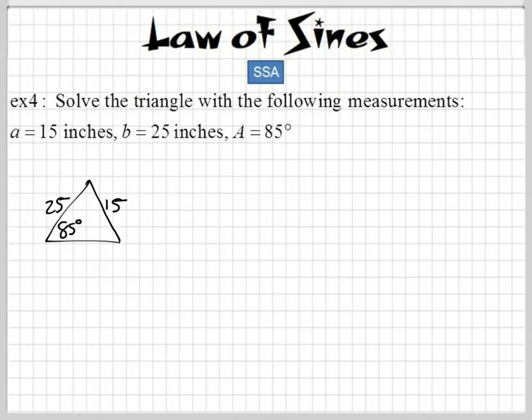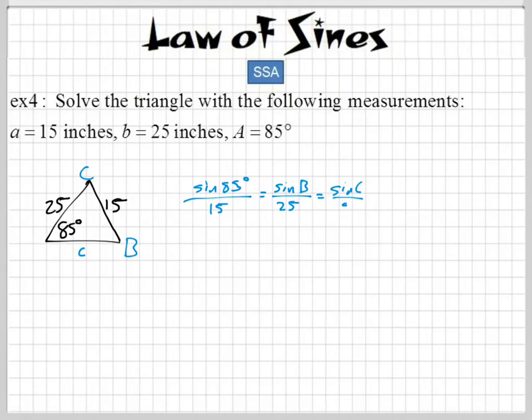So we know this is lowercase c, that's capital B, and this is capital C. So we set up our law of sines. We go sine of 85 degrees over 15, equals sine of B over 25. And then our other one was sine of C over lowercase c. Okay, so we could solve for B, right?